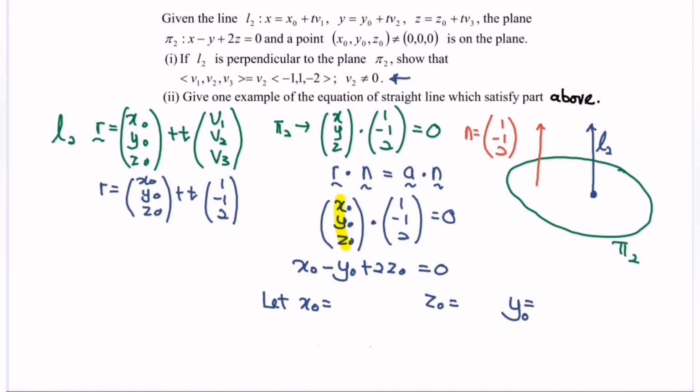Or we may put another example. For example, let x0 be 2, then z be 1. If x0 is 2 and z is 1, kindly refer to the equation where we have 2 plus 2, so y must be equal to 4. That will be the point 2, 4, 1. So the equation of the straight line will be R is equal to 2, 4, 1 plus t, bracket, we have 1, negative 1, and 2. So that is another example. So here we have the solution for the question.